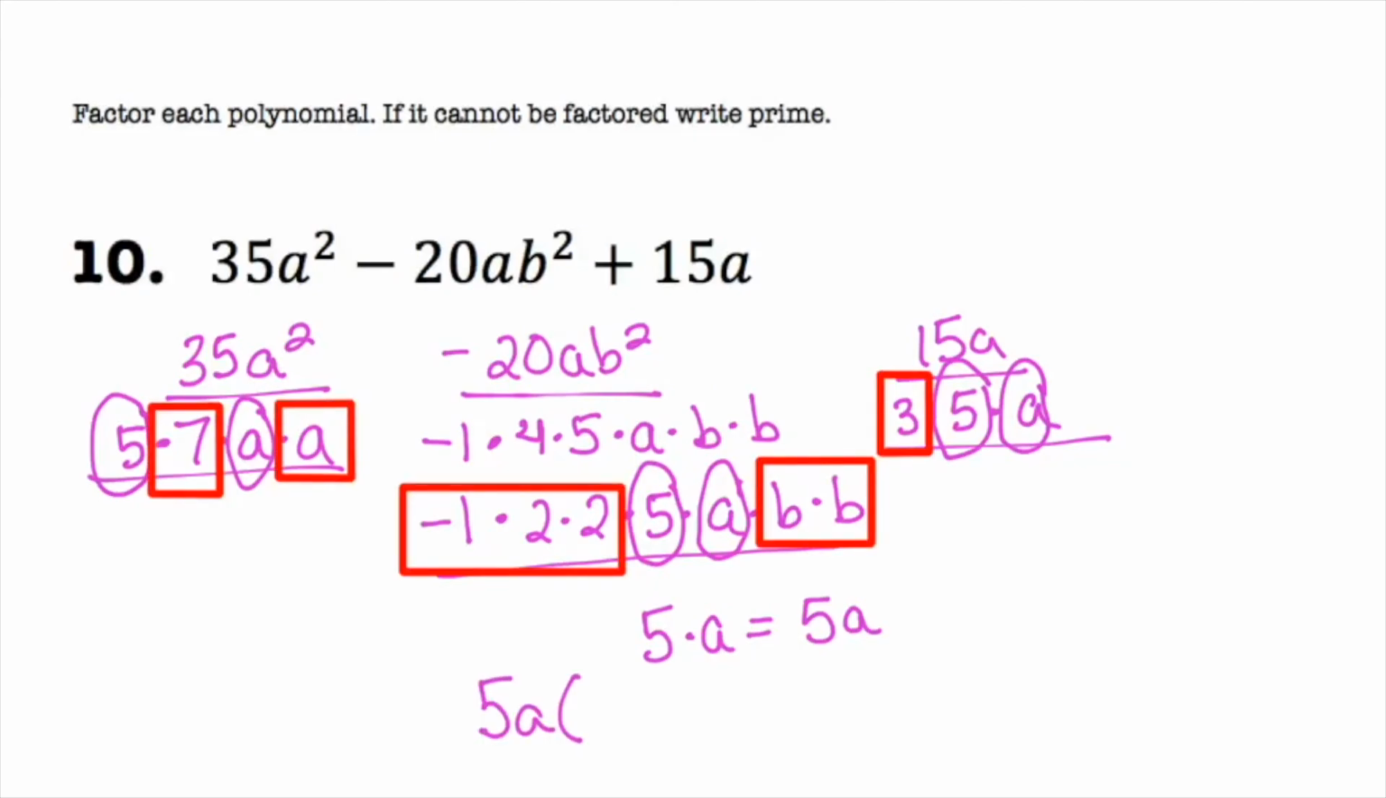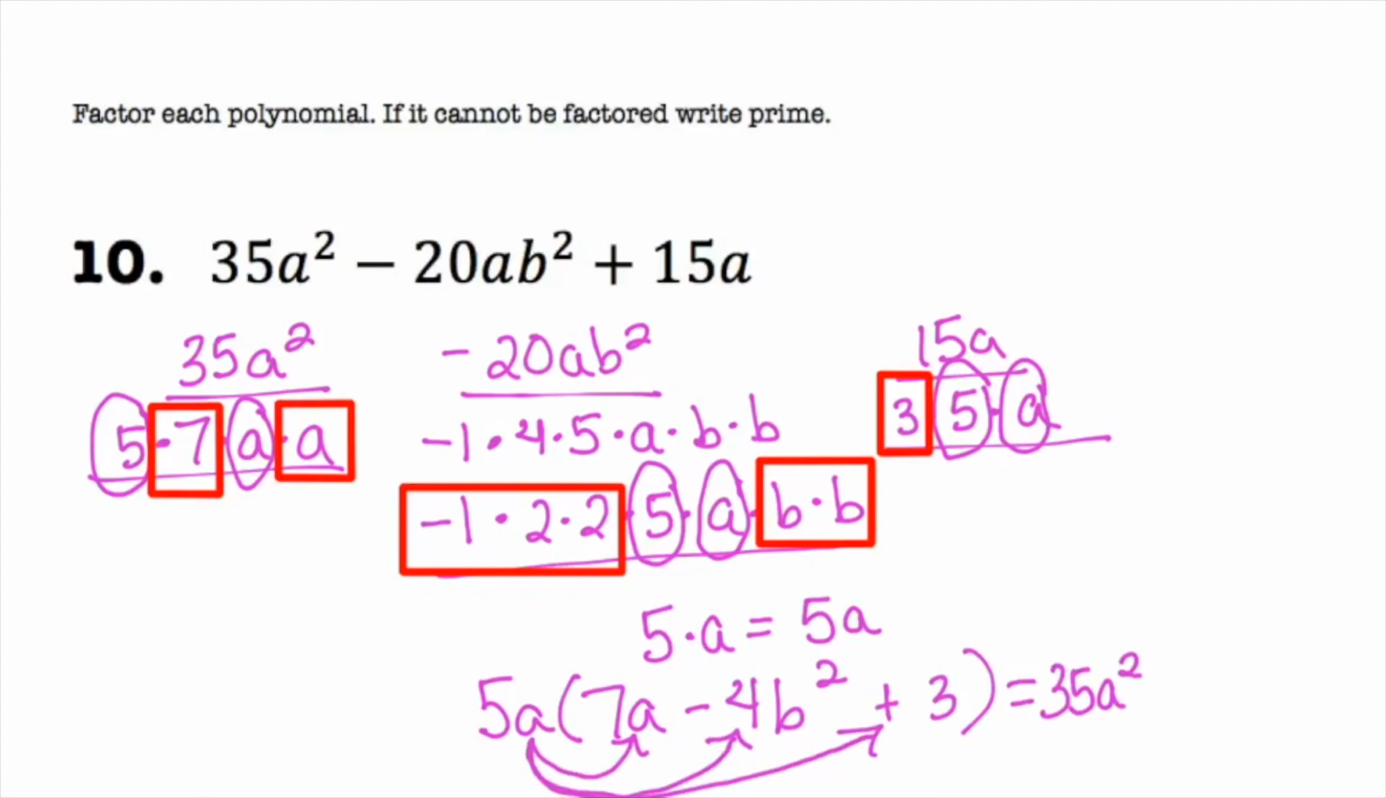And then whatever's left over is what's left over inside for each part of the parentheses. So the first half is 7 times a, which is 7a. Then you have negative 1 times 2 times 2, so that's negative 4. And b times b, which is b squared, so negative 4b squared. And then you just have a positive 3 left over at the end. So if we distribute back to check our work, 5a times 7a would be 5 times 7, which is 35, and a times a, which is a squared. And then we have 5a times negative 4b squared, so 5 times negative 4 is your negative 20, and a times b squared would be just b squared.